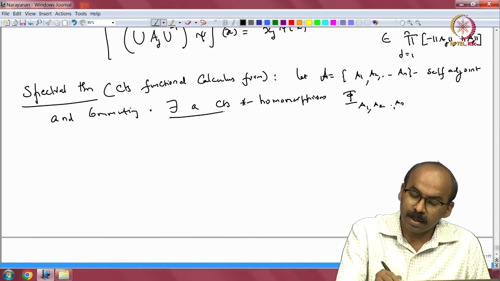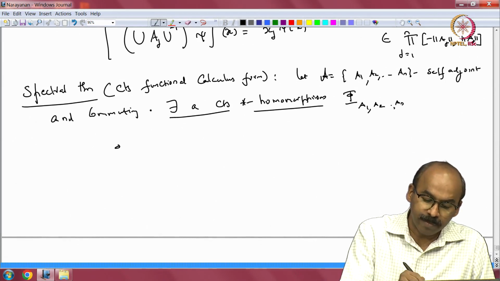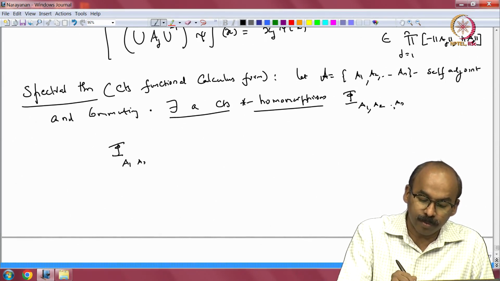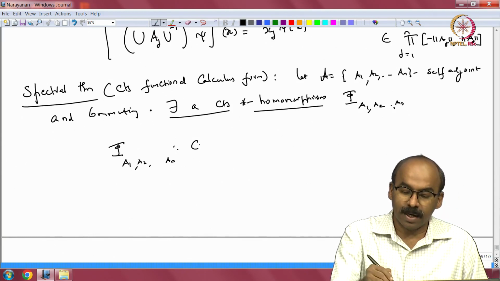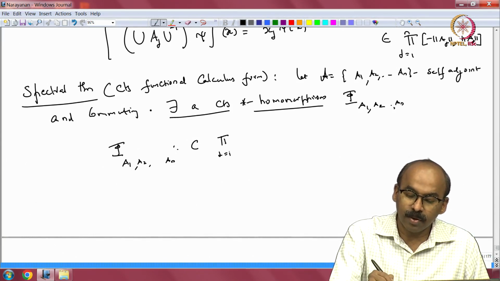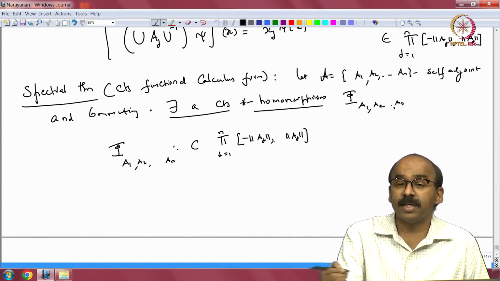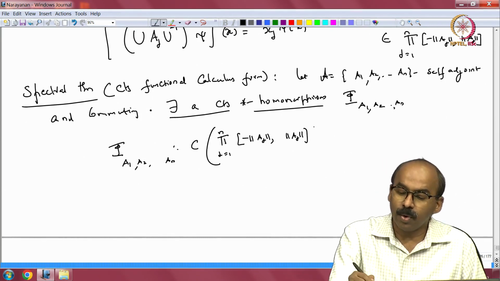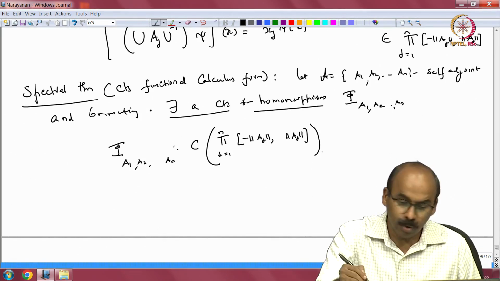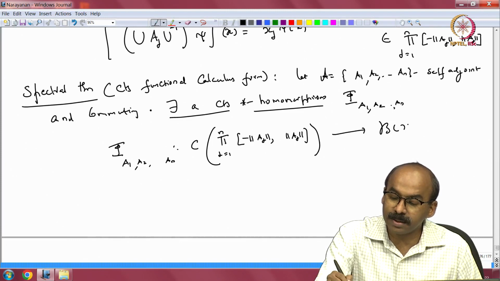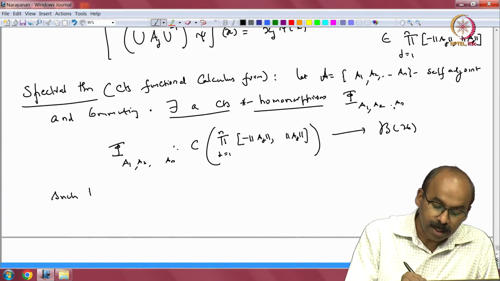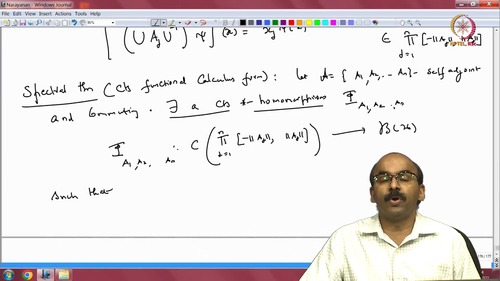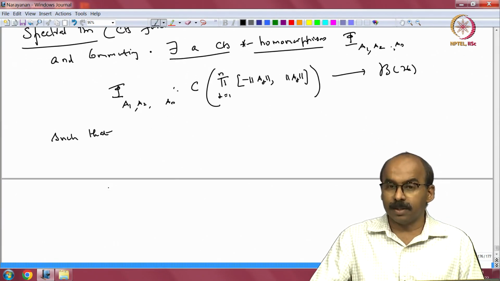So, phi a1 a2 etcetera a n has to go from continuous functions on the product space, that is, continuous functions on the product over j equal to 1 to n of the interval from minus norm a j to norm a j, to bounded operators on the Hilbert space H. In the single operator case it was just one interval, that is the only difference. If you recall all that for the single operator, you will see exactly that is what is happening.